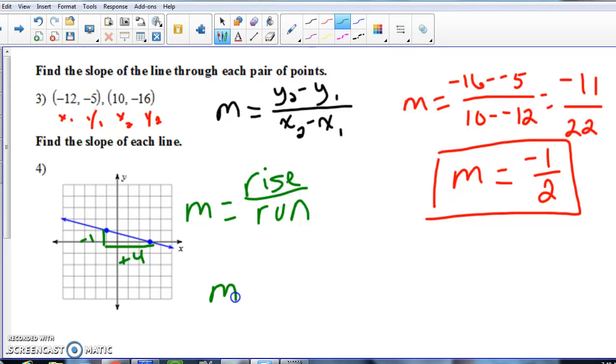So this slope would actually be considered negative 1 over 4. So that's how I would find slope from a graph.